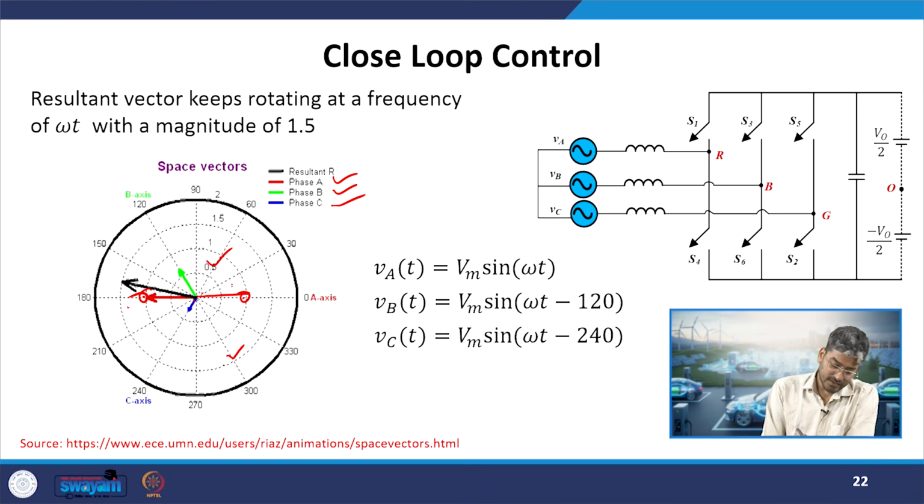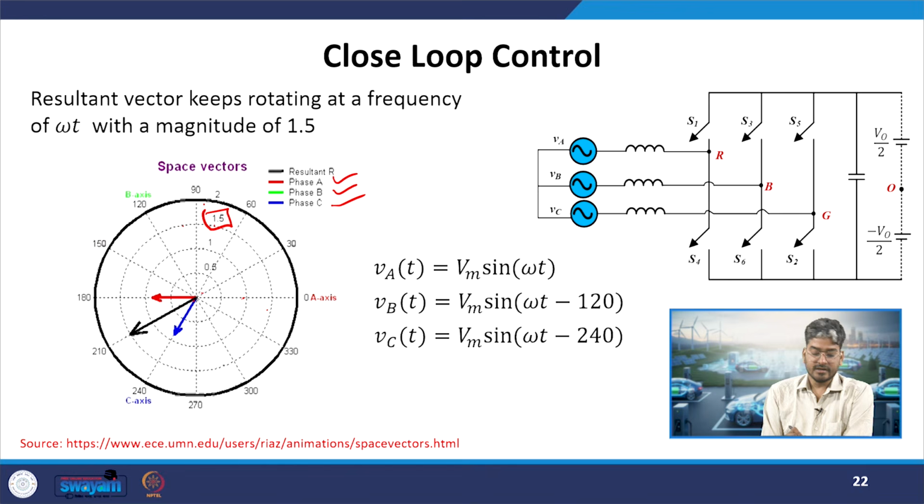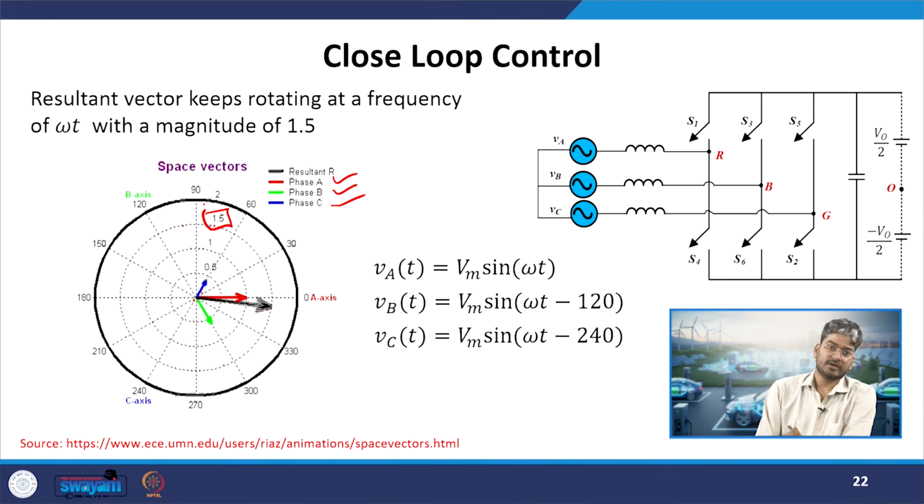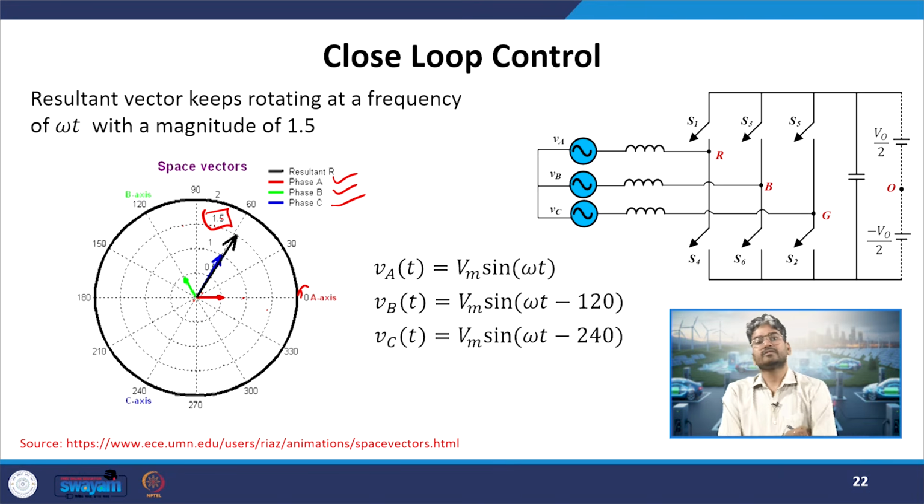Now, if I calculate the sum of them, I will always see that the value is equal to the one which is shown in the black line over here. It is always equal to 1.5 times Vm, and it rotates at a speed which is equal to omega t. Whichever is the time duration in which this value completes one cycle, the resultant will also complete one circle with a magnitude of 1.5 times the Vm value.